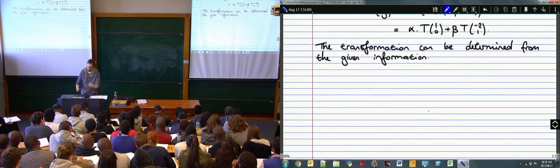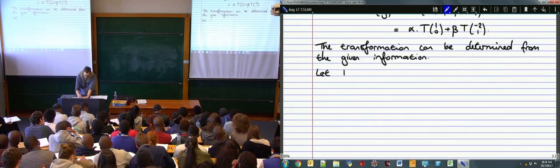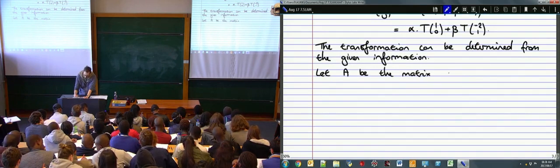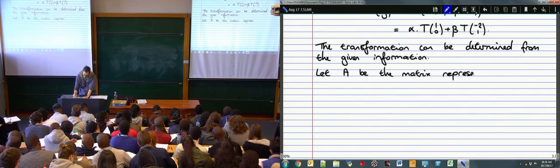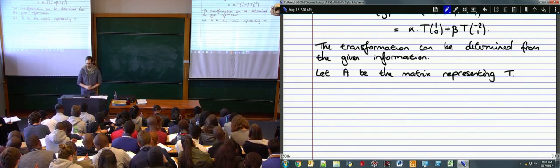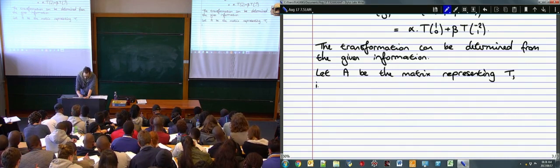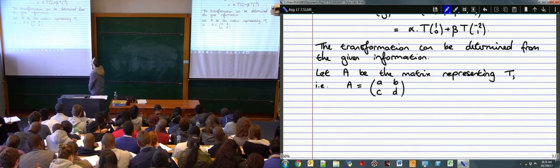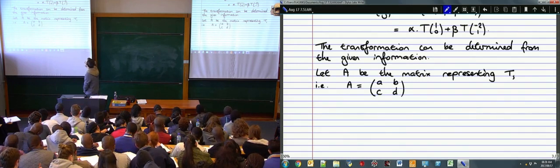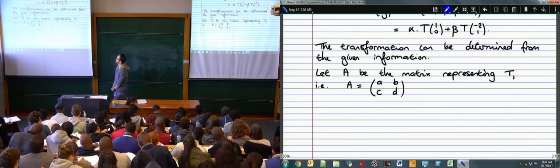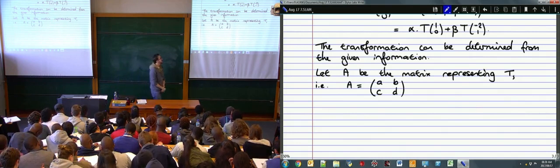So let's actually do this. Let A be the matrix representing T. We want to calculate 4 entries of A, so A is equal to, let's just call it A, B, C, D. If I was feeling less lazy, I'd write down A11, A12, A21, A22, but I'm lazy. So just A, B, C, D. We want to find these 4 entries.